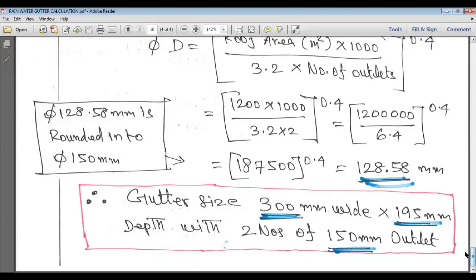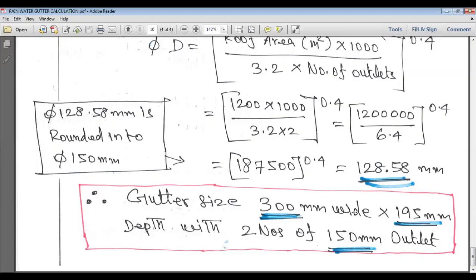What is the roof area, what is the intensity of rainfall, all the data you have to assume, without the gutter. Suppose your roof area is more. If you are assuming 300 mm wide, the depth will get more. The depth should not get more than the width, so that you have to keep.